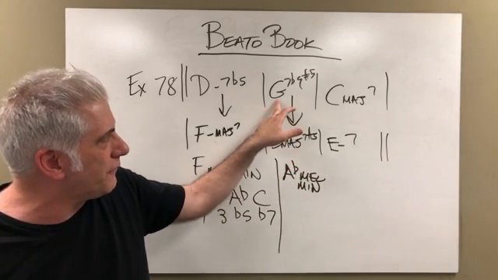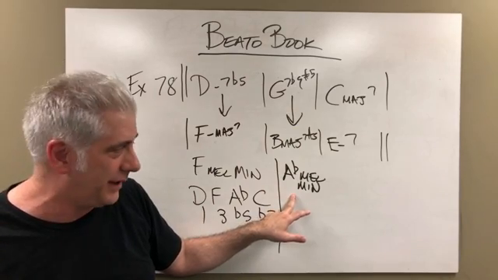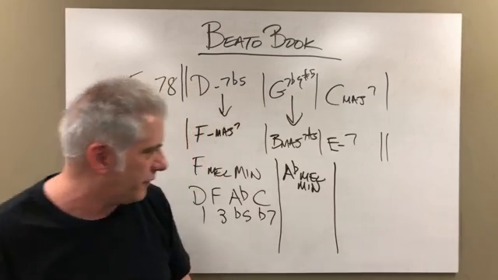It's built on the third of this chord, and it's another chord from A flat melodic minor. It's the third chord in the key. This is the 7th chord in the key, okay? So that's where my substitution's coming from, okay?